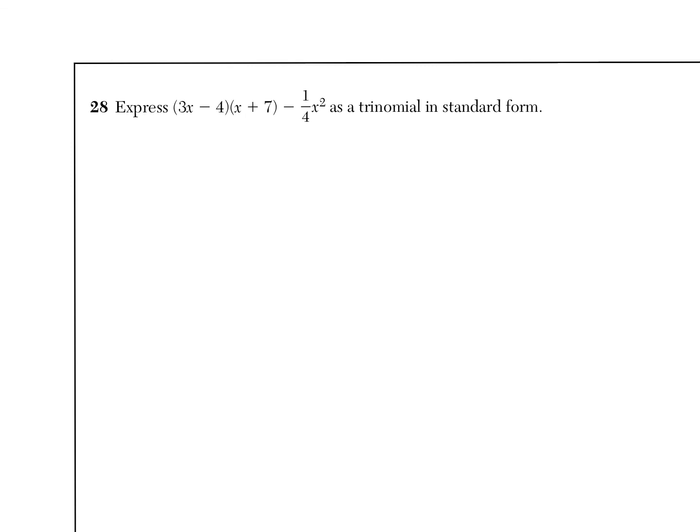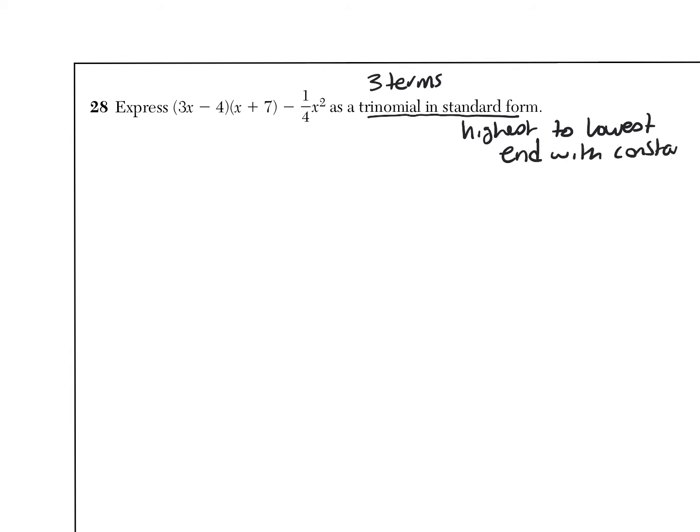Problem number 28 asks us to express as a trinomial in standard form. So it's important to know a trinomial means your answer will have three terms. In standard form means it will go from your highest exponent to your lowest exponent. So highest to lowest. It'll end with a constant if there is one. Remember, a constant term means there's no variable next to it.